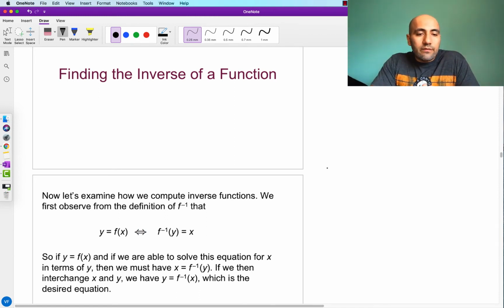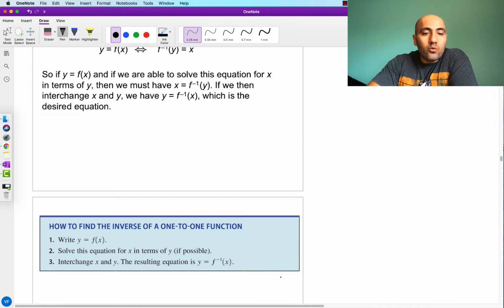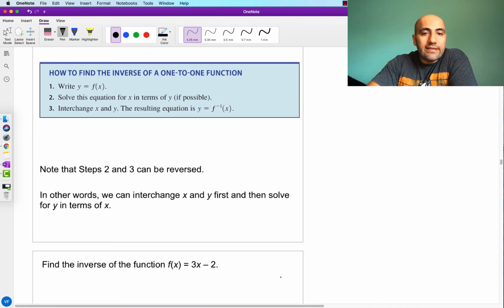We first observe from the definition of inverse function that y equals f of x if and only if f inverse of y equals x. So if y equals f of x and we are able to solve this equation for x in terms of y, then we must have that x equals f inverse of y. If we then interchange the x and the y, we have that y equals f inverse of x, which is the desired equation. Okay, so what does that mean? It just gives you a little framework, little rules that you can follow in order to find the inverse function.